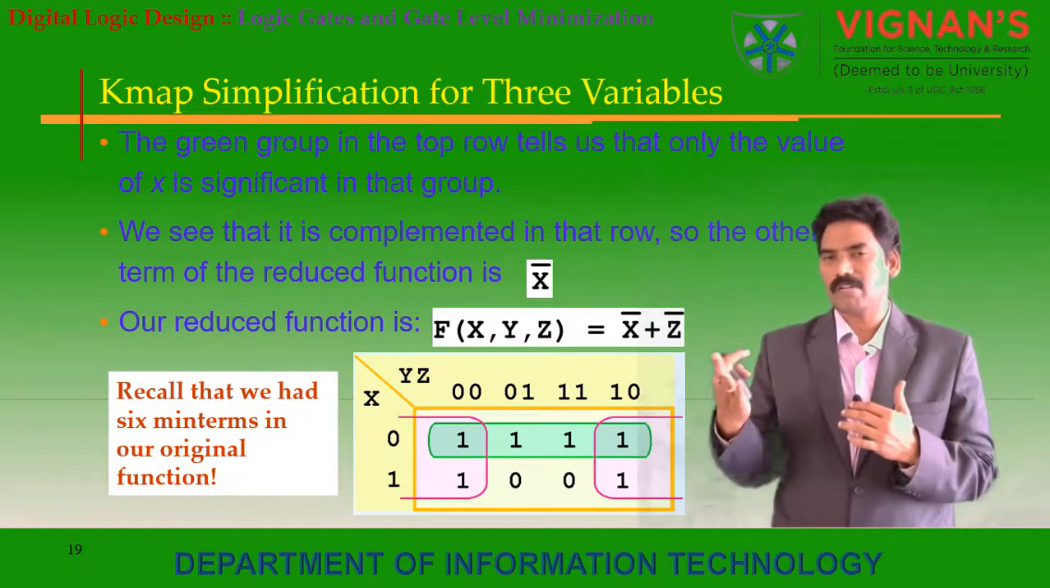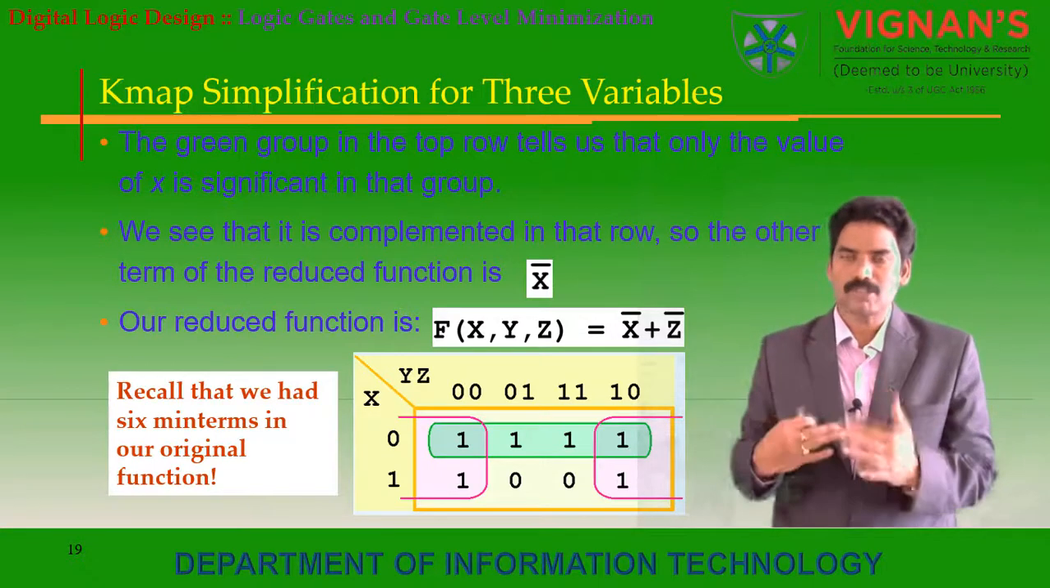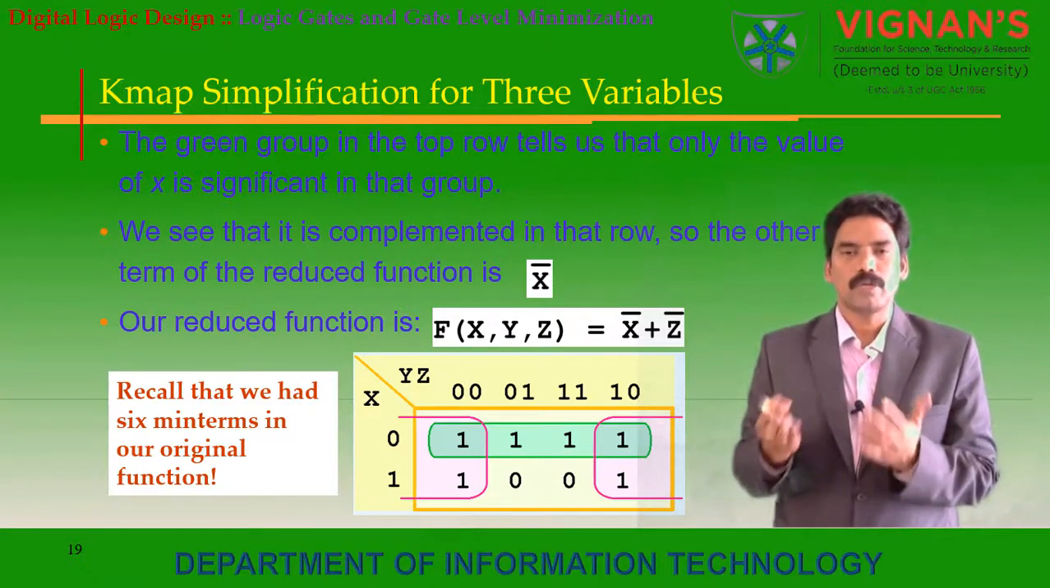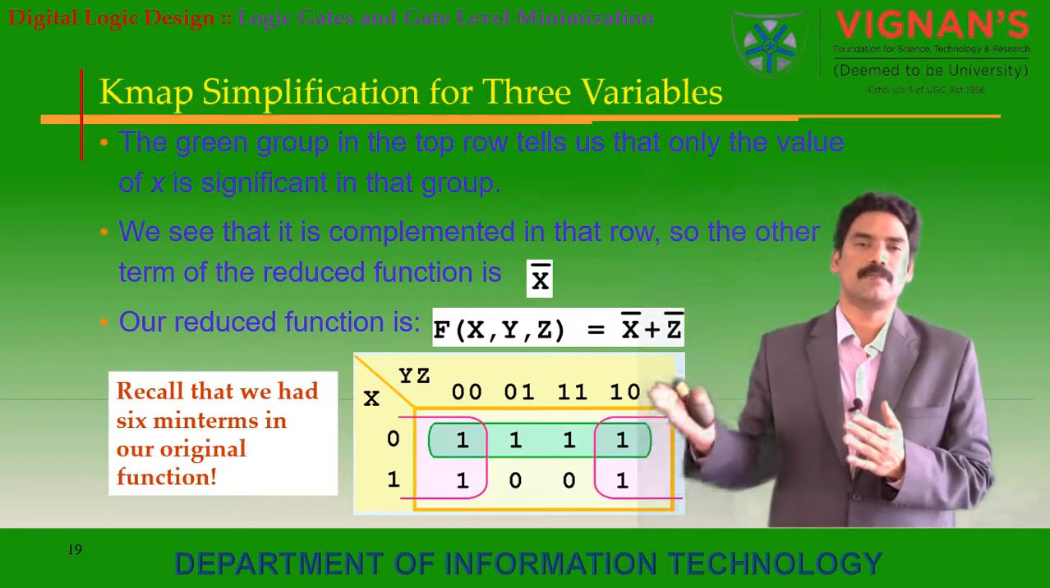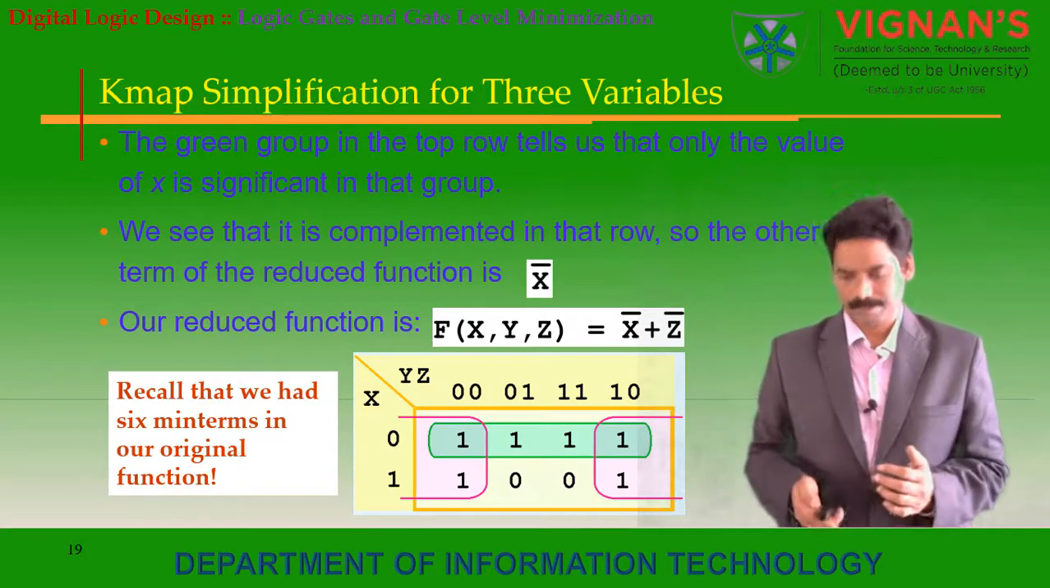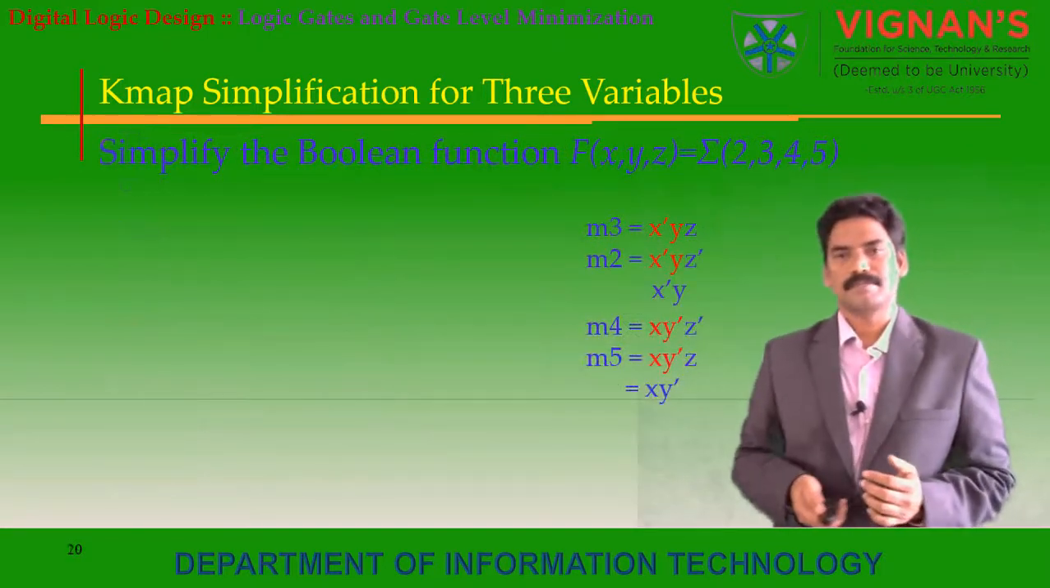How many minterms are there overall? 6 minterms. From this, see, we are getting only 2 terms, that is x bar plus z bar. This is the simplified expression. Now, another one.